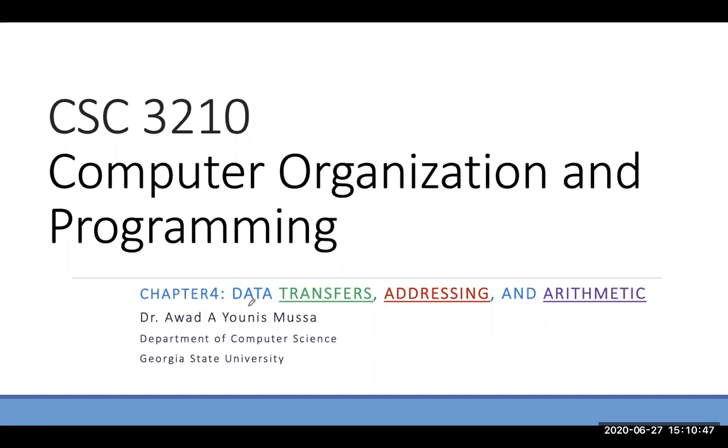So we're going to focus on data transfer and how data is moved from the memory to the CPU and vice versa. Then we're going to talk about how data is accessed in the memory, and addressing means accessed. And then we talk about the basic arithmetic instructions like add, sub, increment and decrement, and we're going to see their effects on the flags. Once we do that, then we're going to talk about the addressing modes. All right.